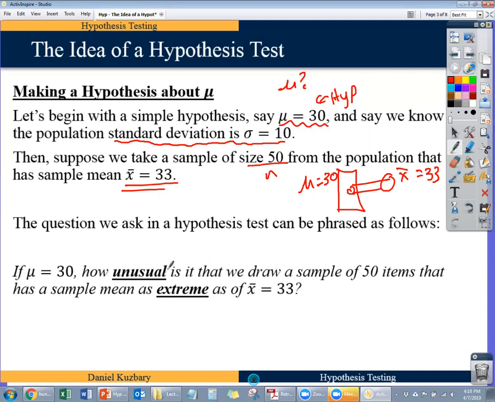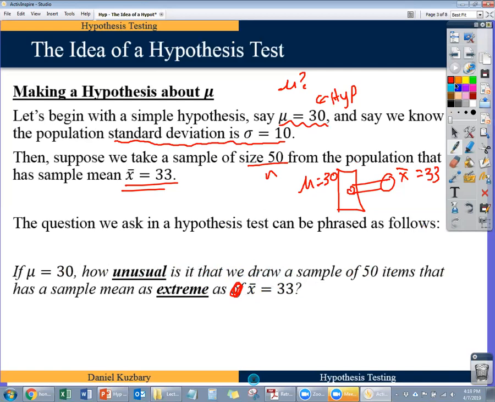how unusual is it that we draw a sample of 50 things that has a sample mean as extreme as x bar is equal to 33? In other words, if this is true, how likely is it, or how strange is it that we get a mean that's bigger than it, even by 3 units?